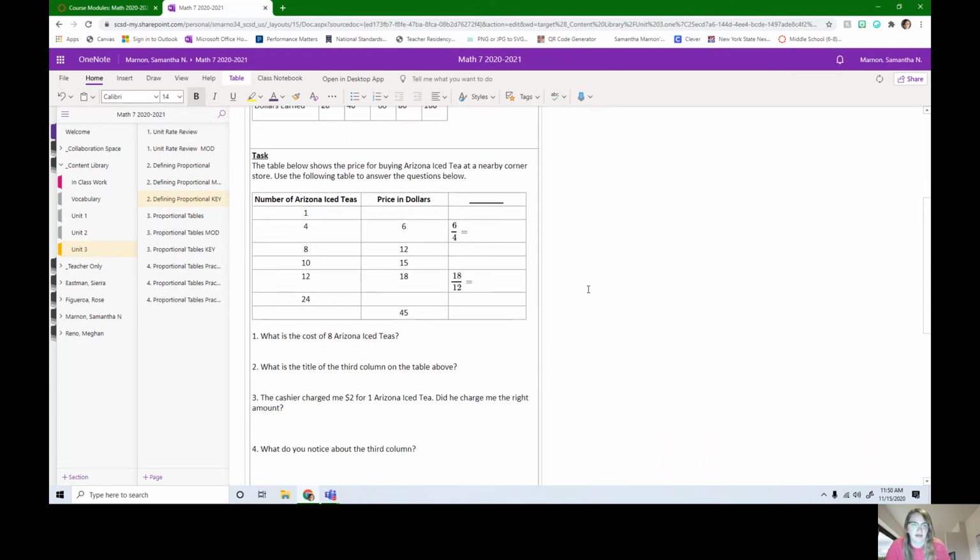So now we have a task here. So for this part of the lesson, it's going to be a lot of you exploring how to figure this stuff out. So it says the table below shows the price for buying Arizona iced tea at a nearby corner store. Use the following table to answer the questions below. Question 1, what is the cost of 8 Arizona iced teas?